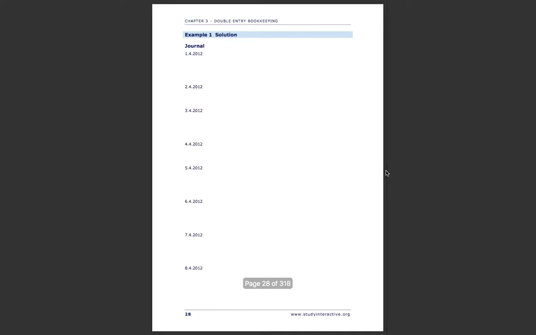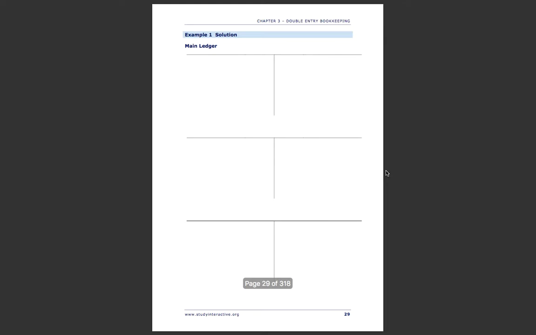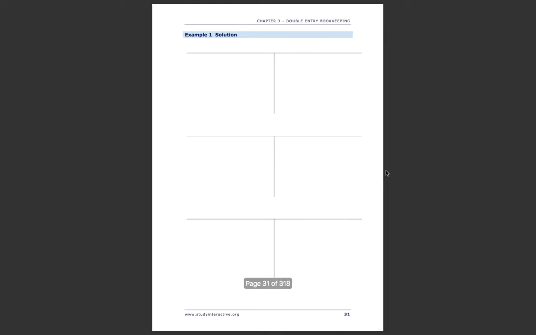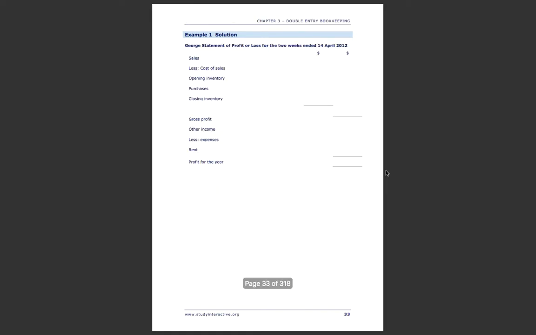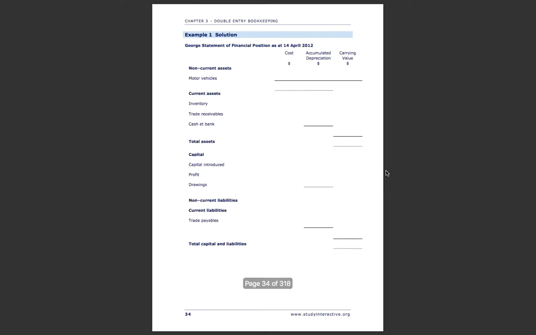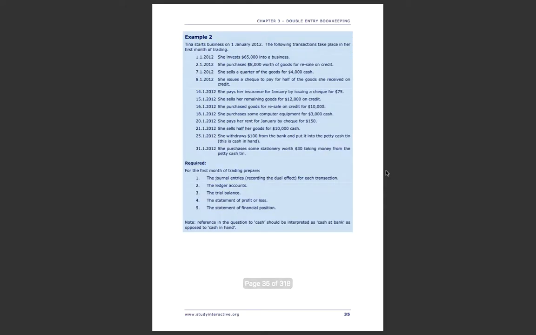Moving on. So this is the solution written over here. I'll write the answers and I'll let you guys know. I'll show you guys what the answers were. These are the journal entries. These are all the T accounts, or in other words, we call them ledgers, and a lot of them actually. And then there's a trial balance, then there's a closing inventory journal, and then there's a P&L, there's a financial position, and then there's another example.